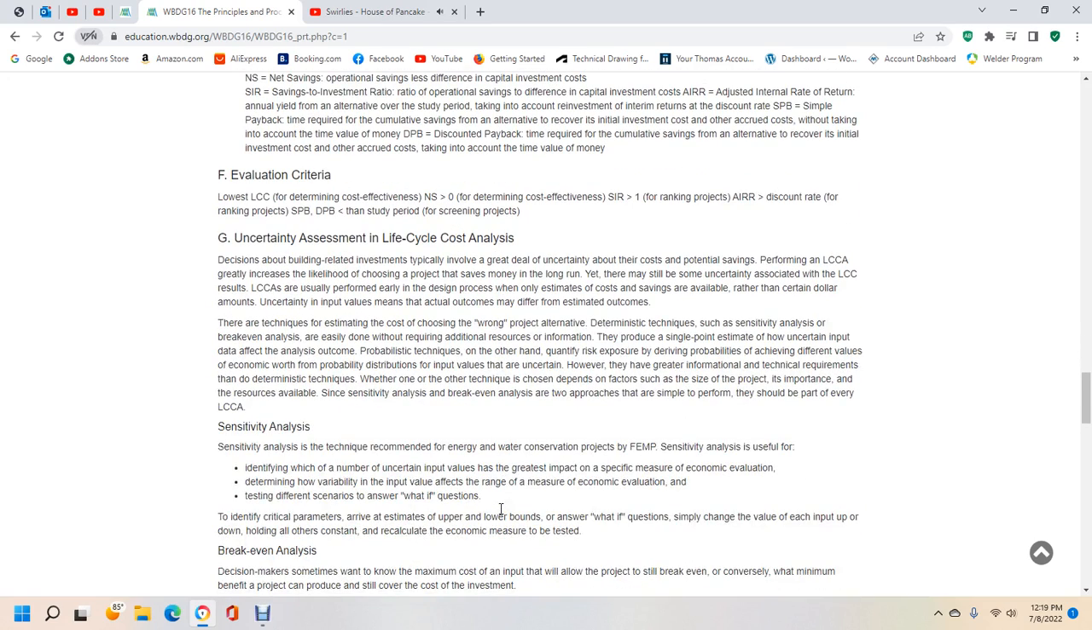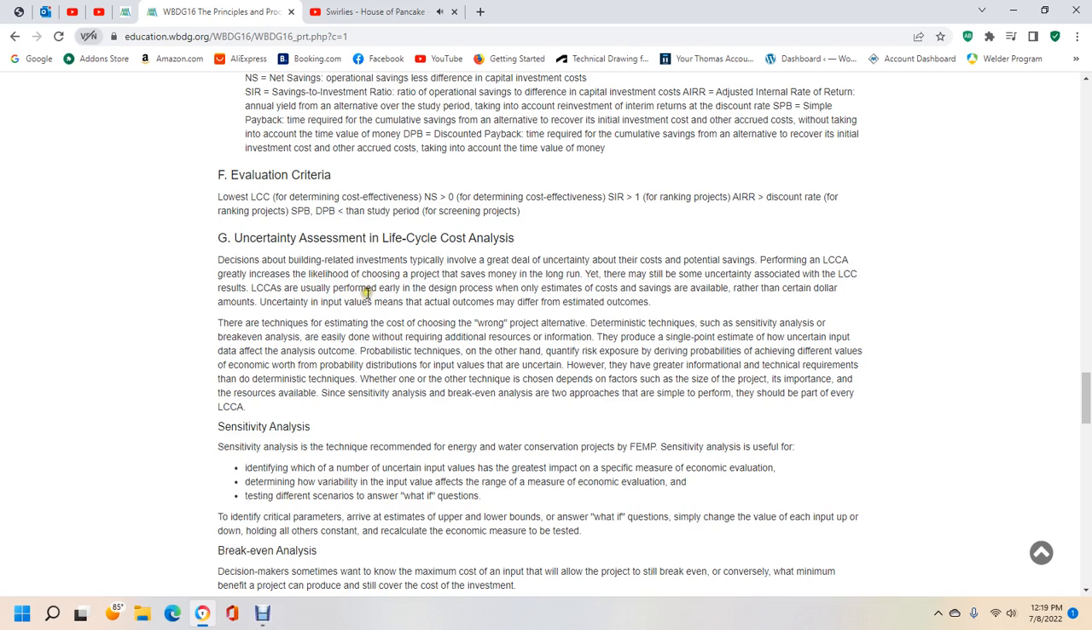Hard evaluation criteria: lowest life cycle costs. Uncertainty in assessing the life cycle cost analysis. Decisions about building-related investments typically involve a great deal of uncertainty about their costs and potential savings. Performing life cycle cost analysis greatly increases the likelihood of choosing the project that will save money in the long run. You may thereby reduce the uncertainty associated with life cycle cost results.